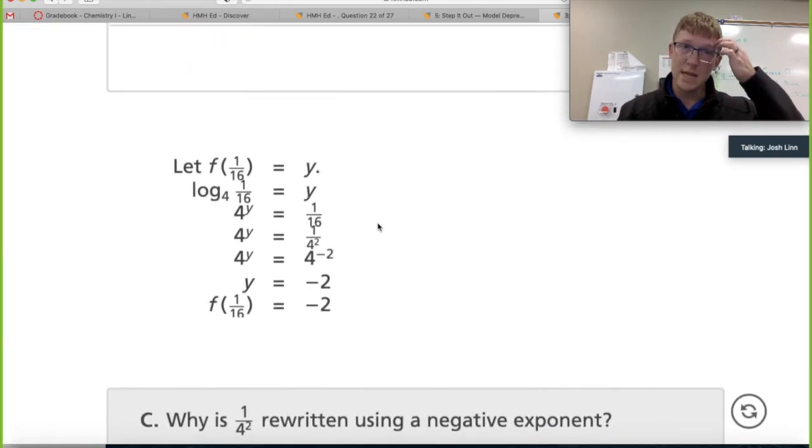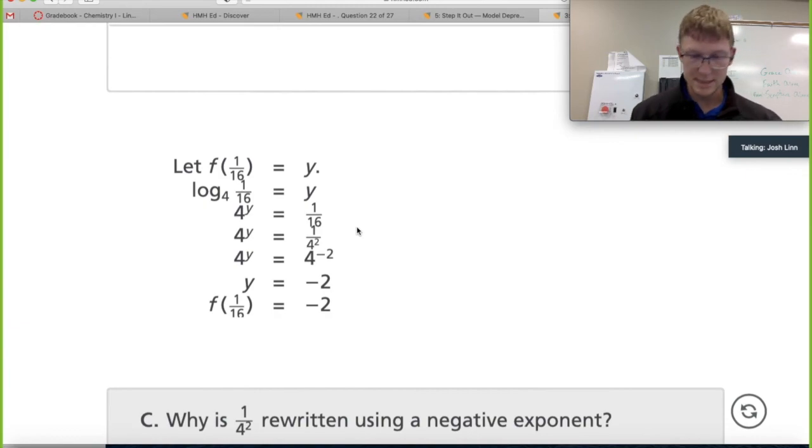So let's do the same for f of 1 over 16. Again, we're just going to set it equal to y. And you can really use any variable you want. It doesn't have to be y. It could be z, q, p, I don't care. But you're going to set it equal to y. So then you have log base 4 of 1 over 16 equals y.